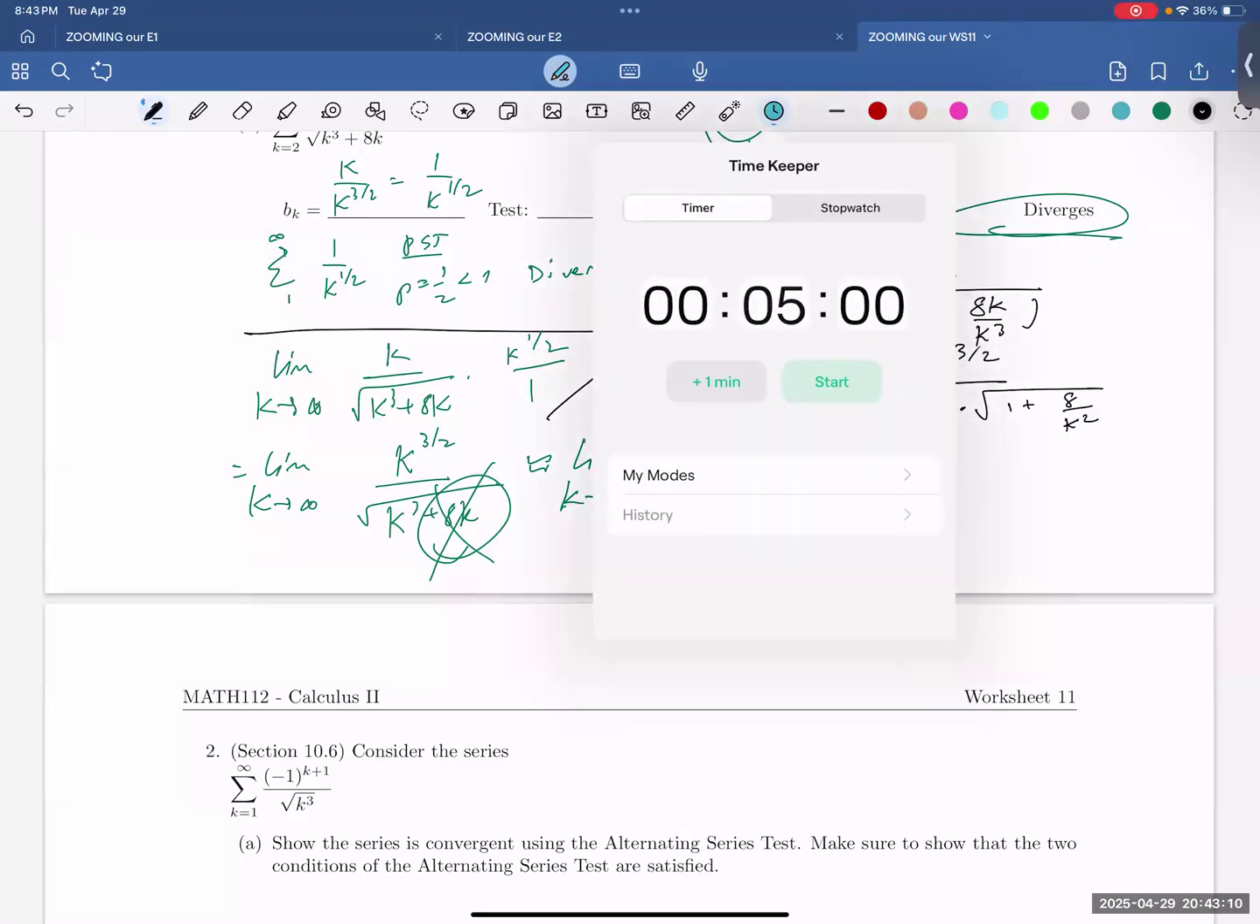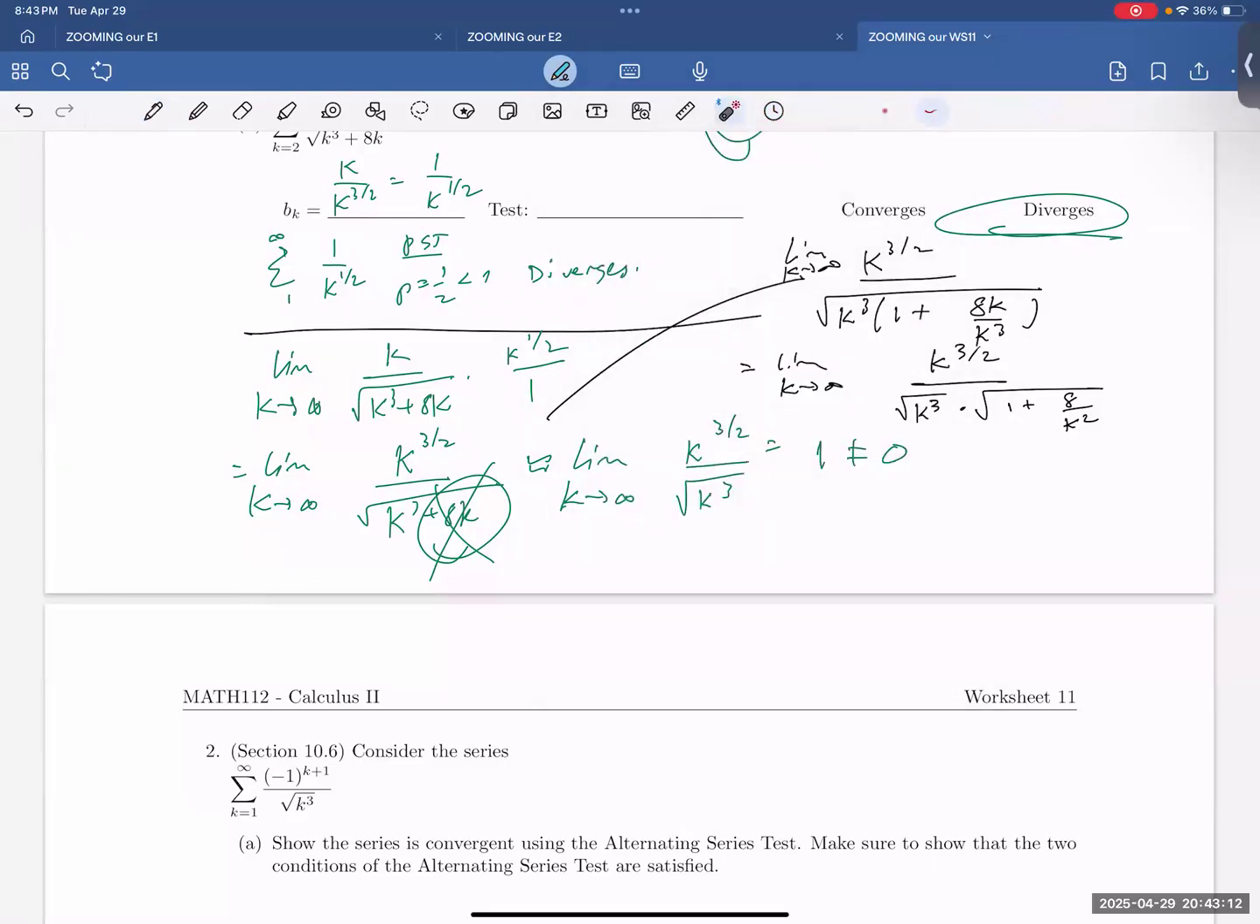This piece goes to 0. So then we've got root of 1 plus 0. That's just root 1. These cancel, and you get back to 1. Just like we had here.